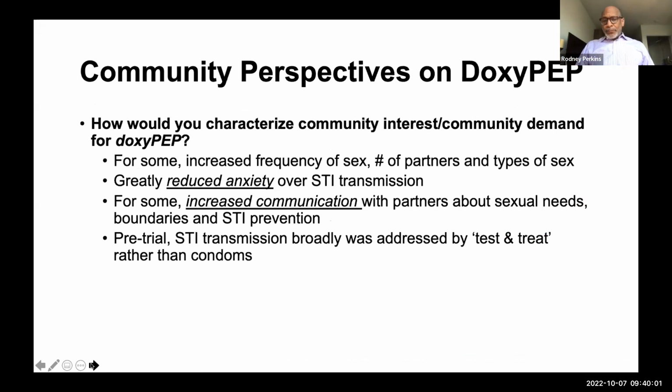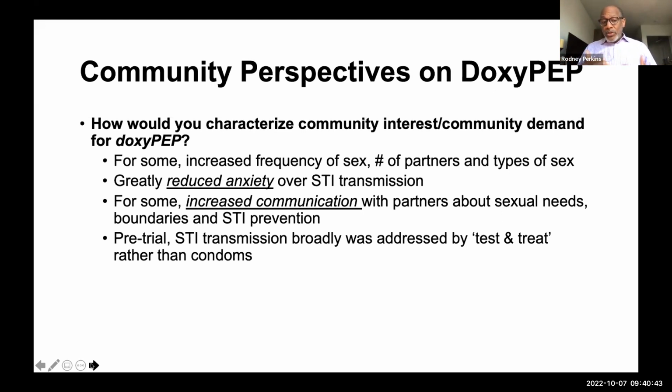With regards to the community interest and community demand for Doxy, I think the big question is, are people having more sex? Yes. Are they having more partners? Yes. The types of sex is also impacted. So that's definitely occurring. However, what I think is great is that it has really reduced the anxiety over STI transmission. I think this is really significant for those individuals living with HIV, that it creates less stress, less anxiety. For some, it increased communication with partners, talking more about their sexual needs, boundaries, and STI prevention.